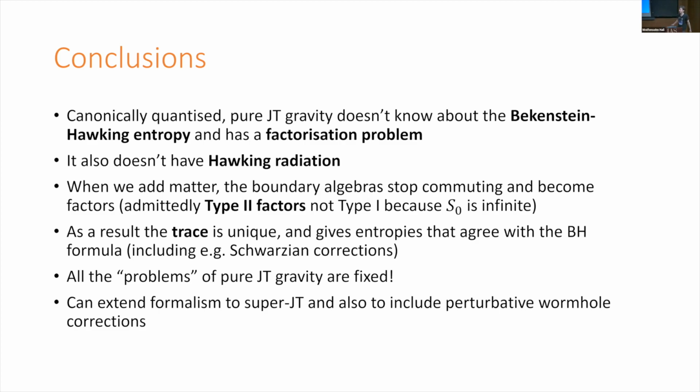But I think the broad lesson is that canonically quantized JT gravity with matter is a very nice, well-defined theory that has all the properties we should expect of it. It has infinite entanglement entropy, but it has factors on each side, and it has the right entropies coming straight out of the canonical quantized theory. Okay, that is what I have to say.